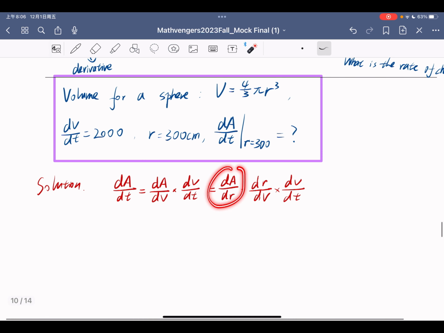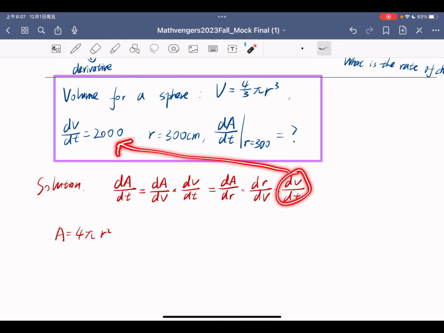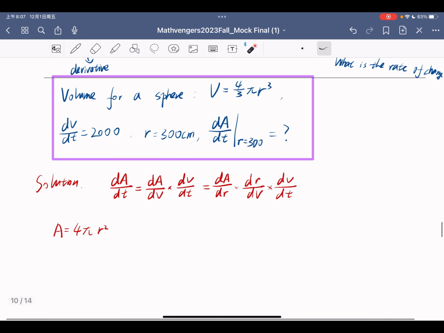So we can find this because we also have the surface area formula: the surface area of a sphere is 4 pi r squared. And we need to figure out this part: you can take 1 over dV over dr to get it, and the other part we know the value. So this is our idea to solve this question.